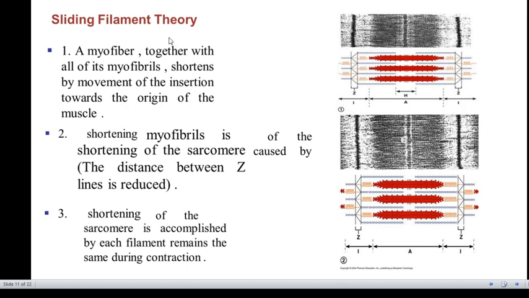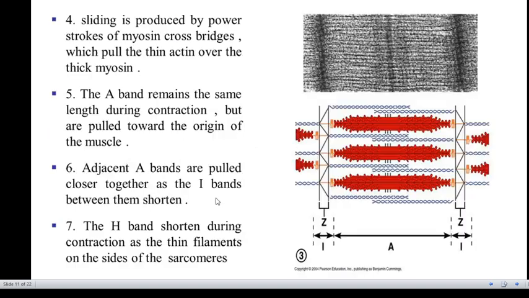In short, a myofiber together with all of its myofibrils shortens by the movement of the insertion toward the origin of the muscle. The shortened myofibril is a shortening of the sarcomere, caused by the distance between the Z lines being reduced. Shortening of the sarcomere is accompanied by each filament remaining the same length during the contraction. Sliding is produced by the power stroke of myosin cross bridges, which pull the thin actin over the thick myosin.